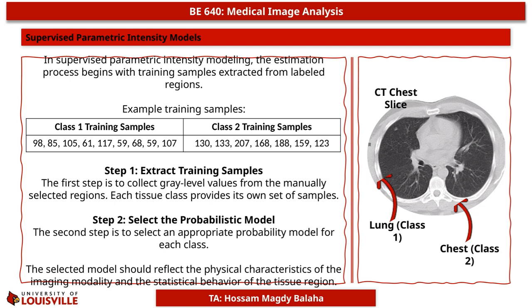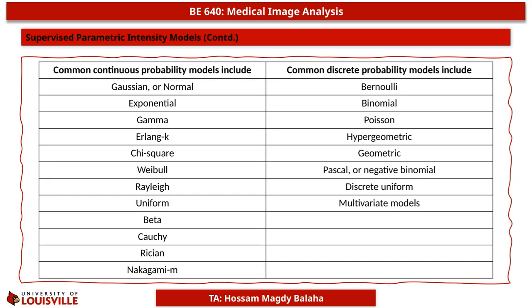The second step is to select a probabilistic model for each class. The model should reflect both the physical characteristics of the imaging modality and the statistical behavior of the tissue. Once those models are estimated from the labeled samples, they can support classification of unlabeled pixels or regions in the medical image.